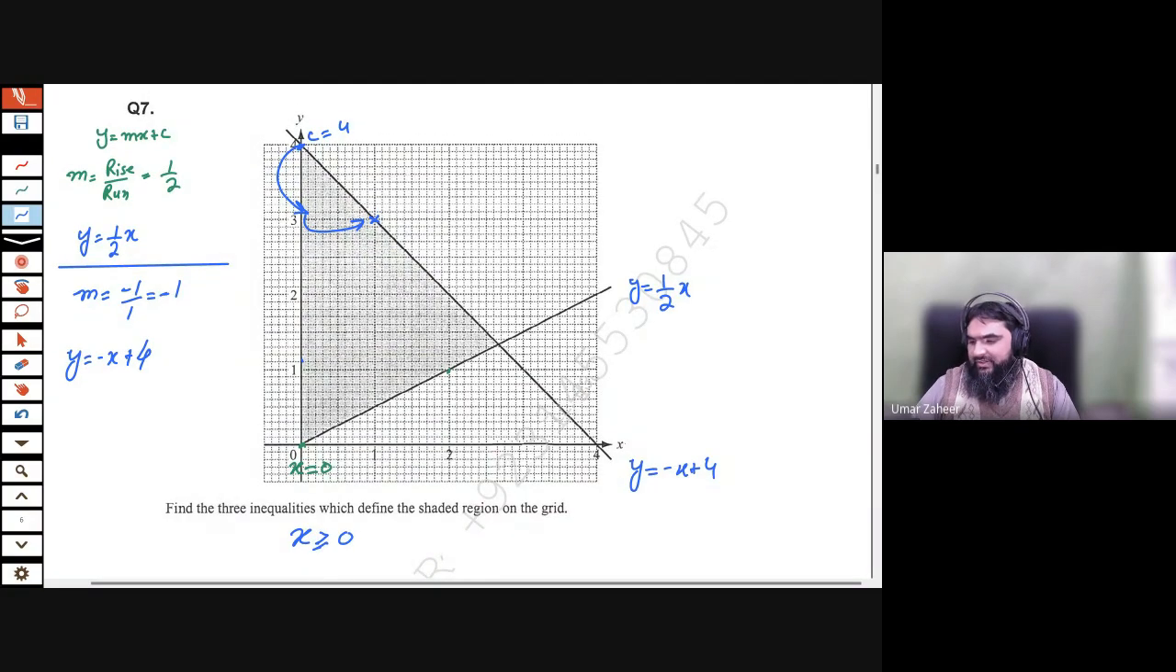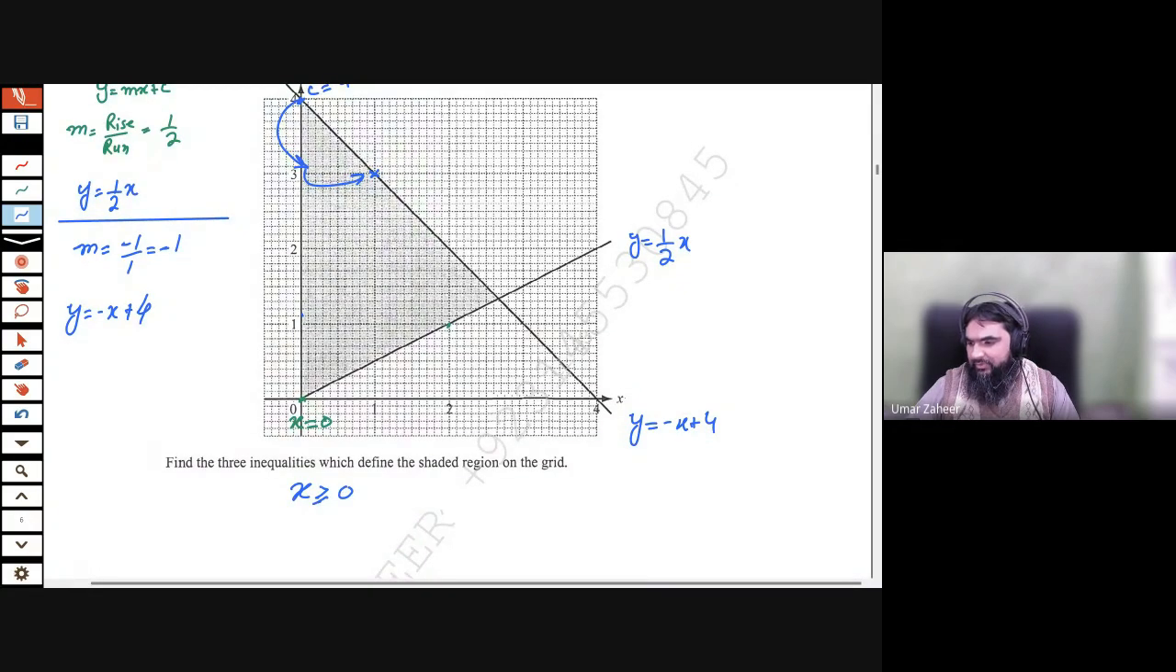Now we have to find the inequality of the other line. For this one again we are going to choose a test point. You can choose any test point in the region, not outside the region. You have to choose a test point in the region to check the inequality. So let's say this is the point I am going to choose: 1 comma 2.